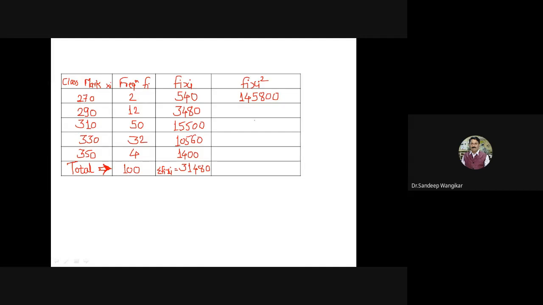This is the only one table you have to fill. Other than that, just put the formula, whatever summation, and you will get the answer within 1 minute. So we have to take efforts in calculating this only, preparing the table. The further things are very, very simple. 1009200. Very good. 50 into 310 square.